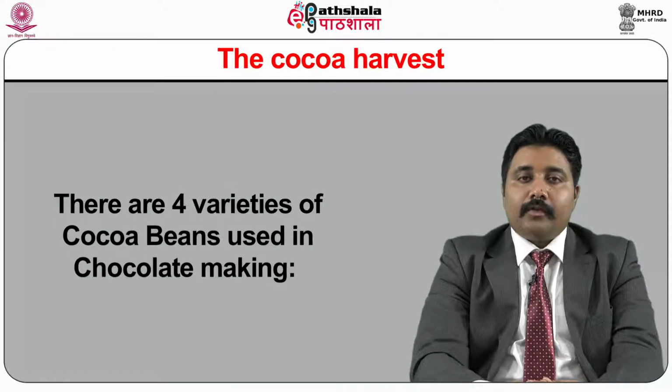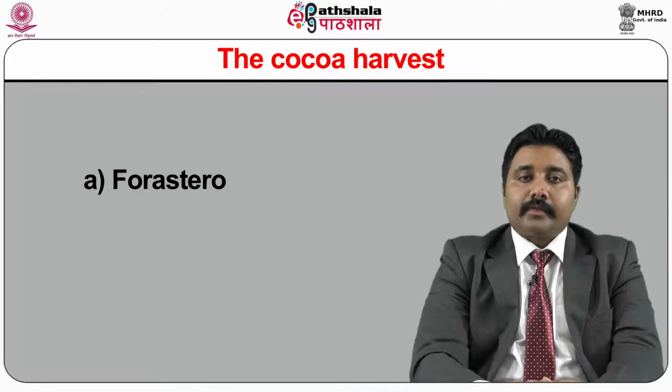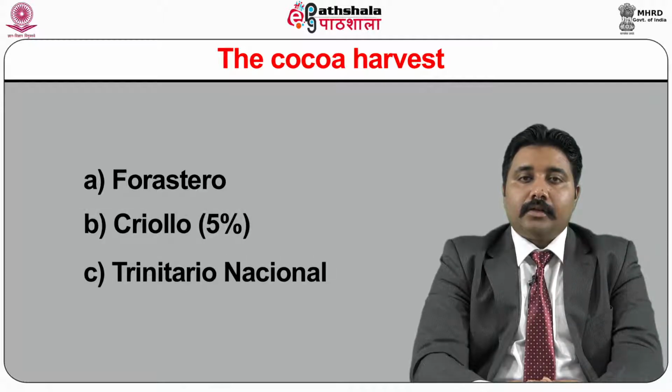Whether in Africa, Latin America, or Southeast Asia, skilled plantation workers use long poles with specially shaped blades to pull down the ripe fruit without damaging the branches, blossoms, and unripe fruits. There are 4 varieties of cocoa beans used in chocolate making: Forastero, Criollo, Trinitario, Nacional.